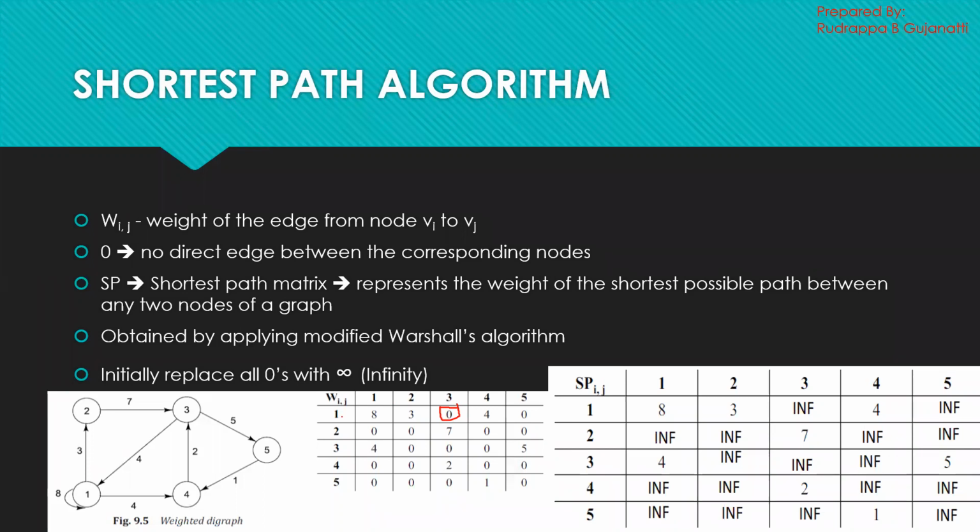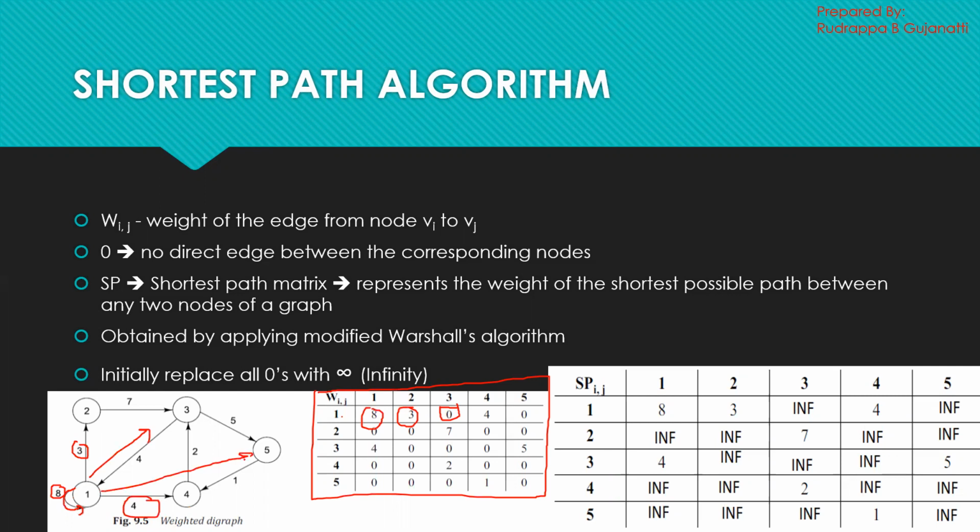So how do we start off with obtaining the shortest path matrix? Initially, first you build the weight matrix. So if you just observe, what is the cost, or the weight, of moving from 1 to 1? I have to use this edge. There is a directed edge. So 1 to 1, the cost is 8. That is being updated. 1 to 2, the cost is 3. That is being updated. 1 to 3, there is no directed edge between these, so it is updated with 0. 1 to 4, the cost is 4. And 1 to 5, there is no directed path between these two, therefore it is updated with 0.